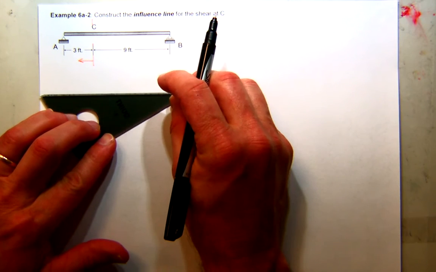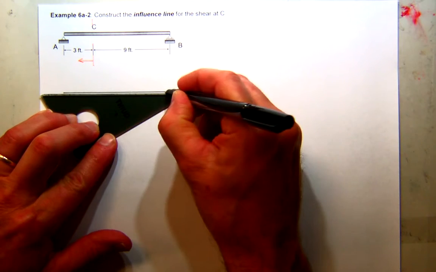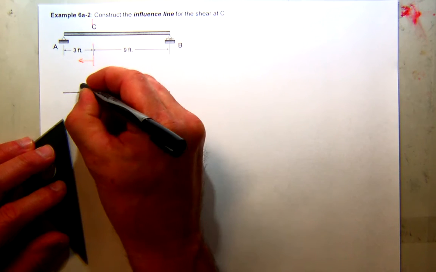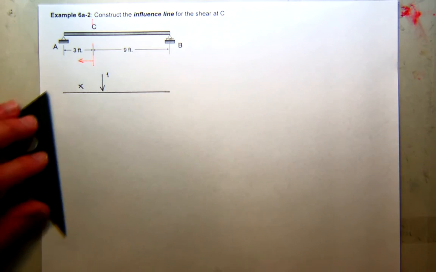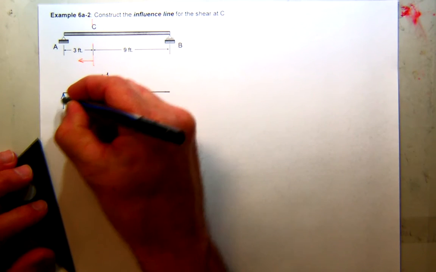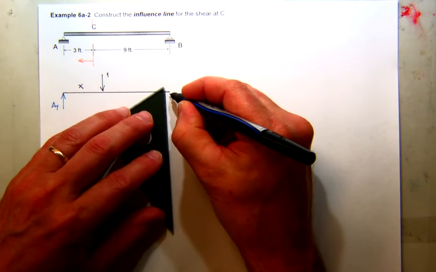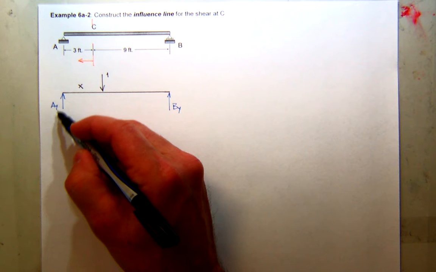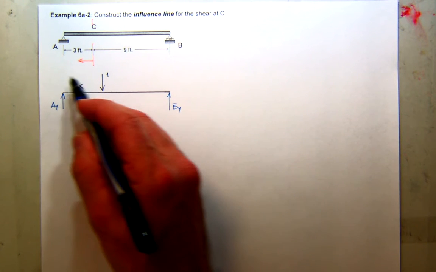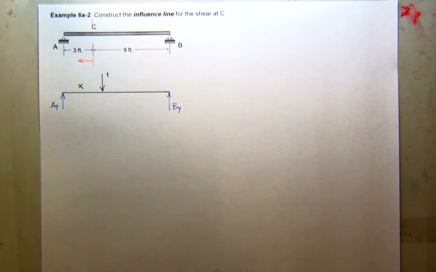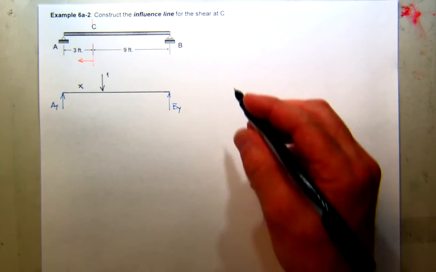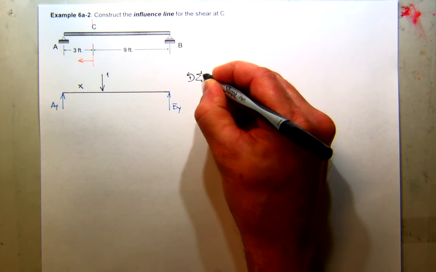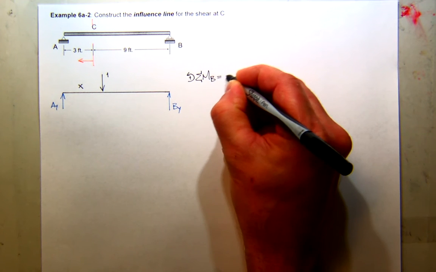So if I do that problem, again, I'll draw the structure. There's my unit load at some distance x. And then at AY, there's my reaction, and I'll assume BY is here. And I want to find AY as the unit load moves across the structure. How best to do that? Sum moments at B. So let's make sure we're in equilibrium by summing the moments at B.